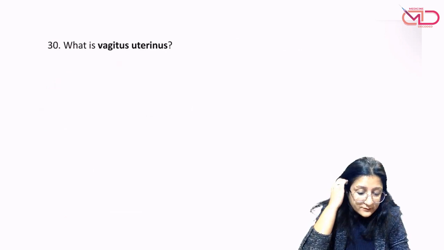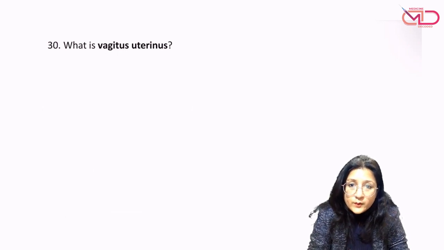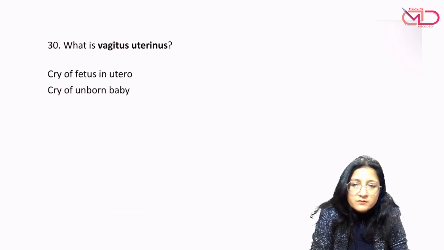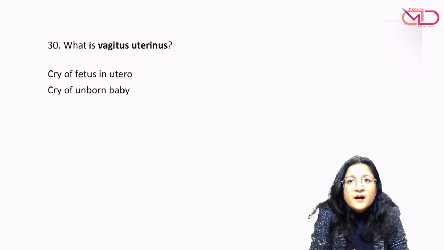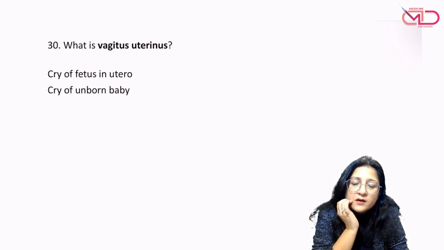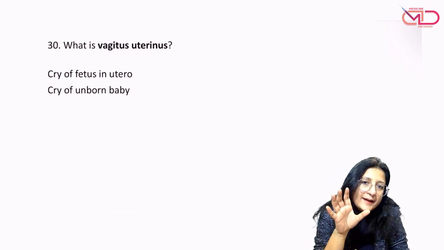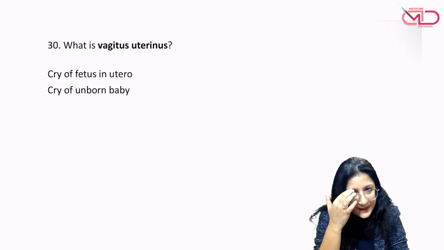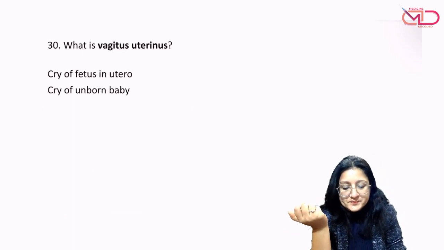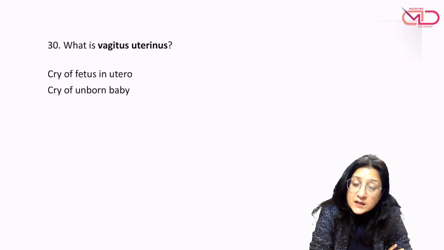Now, the next question, again, vagitus uterinus, not a very conceptual question, simply a straightforward, you knew it or you did not know it. It's the cry of a fetus in utero, which is a cry of an unborn baby, a rare phenomenon, sometimes described in case reports, especially in situations where during the course of labor, when the membranes rupture and air happens to enter the uterine cavity, the baby can then aspirate that, and you can have a cry of the fetus in utero, or a cry of an unborn baby, called vagitus uterinus. So this was the question they had asked, and again you either knew it or you did not know it. You probably read about it or heard about it, and then you could have answered this question. Otherwise, it was simply safer to leave this question if you had no idea.